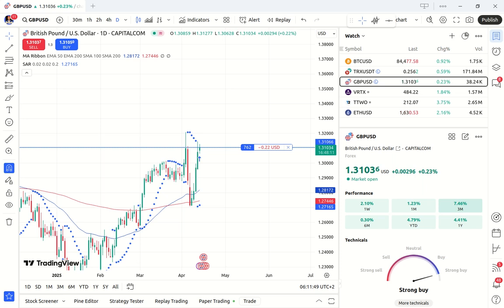The parabolic SAR is calculated almost independently for each trend in the price. When the price is in an uptrend, the SAR emerges below the price and converges upwards towards it. So basically what they're saying is, to know whether a price is in an uptrend or not, this dot right here goes below the price. Then it follows the price in an uptrend, showing you that it is a reversal. So this is called a trailing stop reversal.